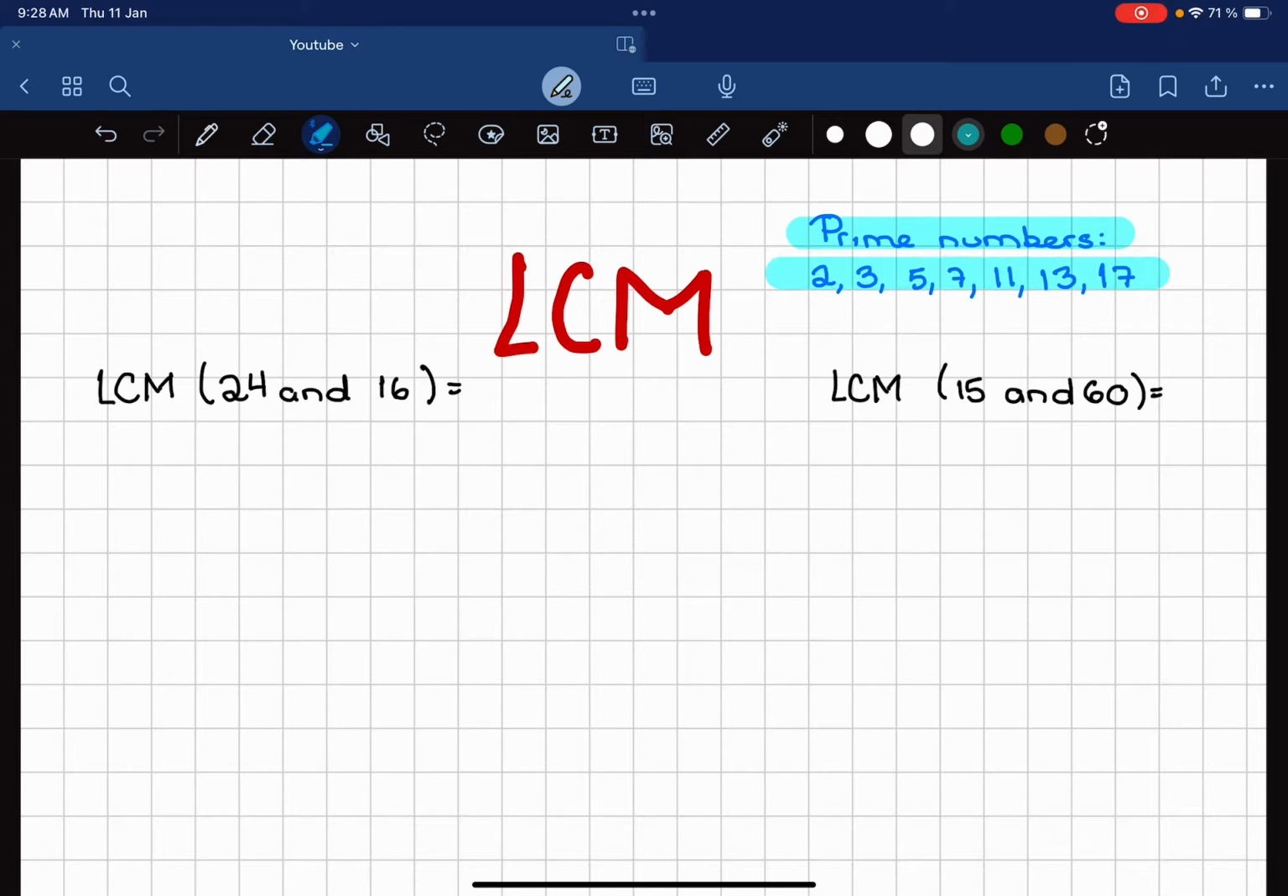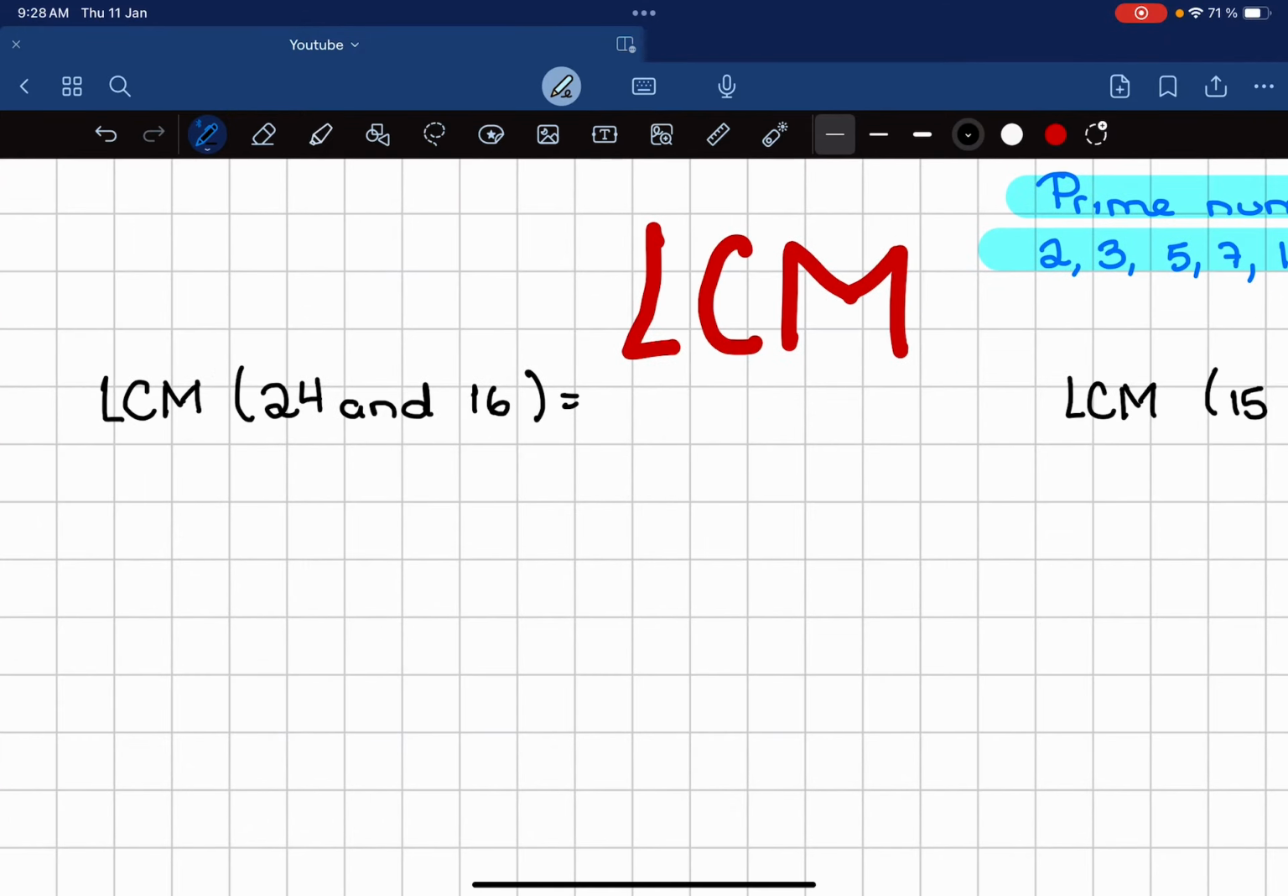So, the first prime numbers are 2, 3, 5, 7, 11, 13, and 17. And usually we just use the first prime numbers when we do prime factorization. That's why it's very important for you to learn them from memory, okay? So, let's start with the first example. In the first example, we're going to find the LCM of 24 and 16.